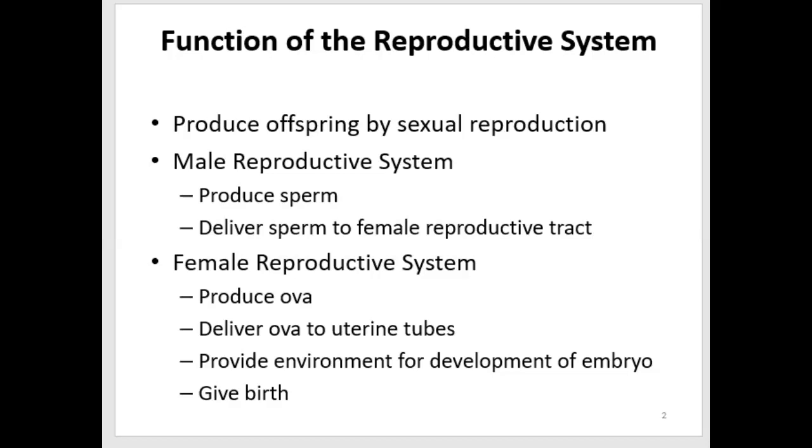Within the female reproductive system, the gamete that's produced is called an ovum, and we produce several ova throughout our lifetimes. The female reproductive system needs to deliver the ovum from the ovary to the uterus to meet up with the sperm. In addition, it needs to provide an environment that's nutrient rich for development of the embryo. And then it needs to alter course, make that environment a little bit less inhabitable, and give birth to a fetus.